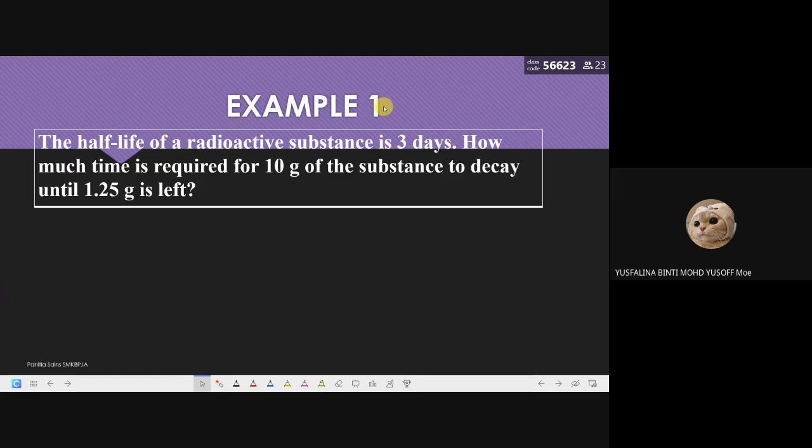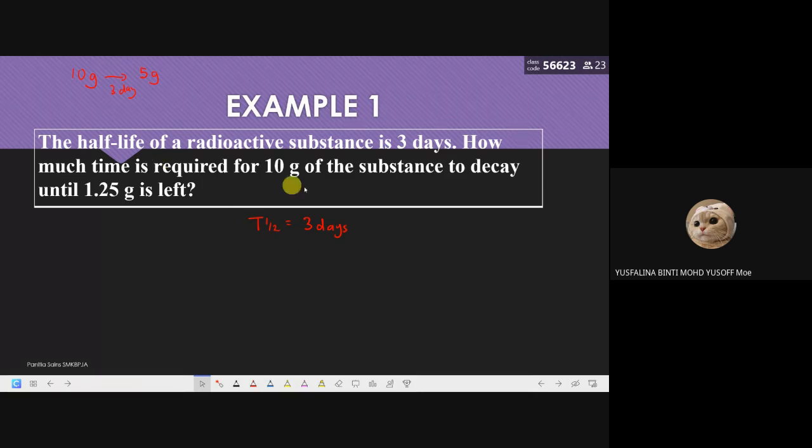All right, it says here the half-life of a radioactive substance is 3 days. So what does it mean by half-life is 3 days? Let's say I have an example, like I have 10 gram. This is my initial mass. Then it decays until it becomes 5 gram, so it must be half of the original mass. It will take 3 days. So this is the meaning of the half-life. From 10 gram to 5 gram, it will take 3 days.